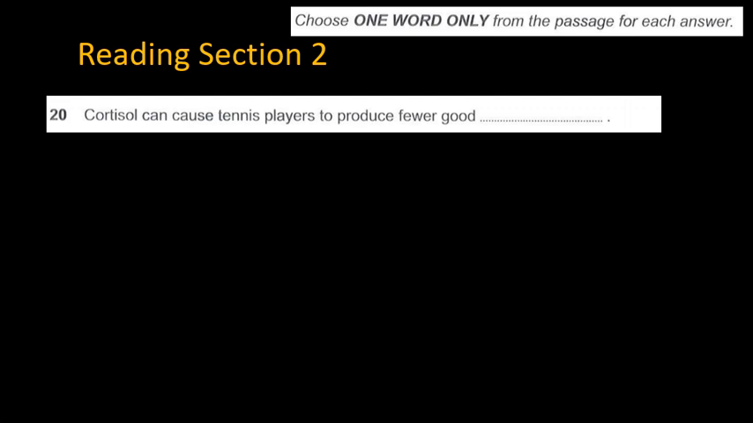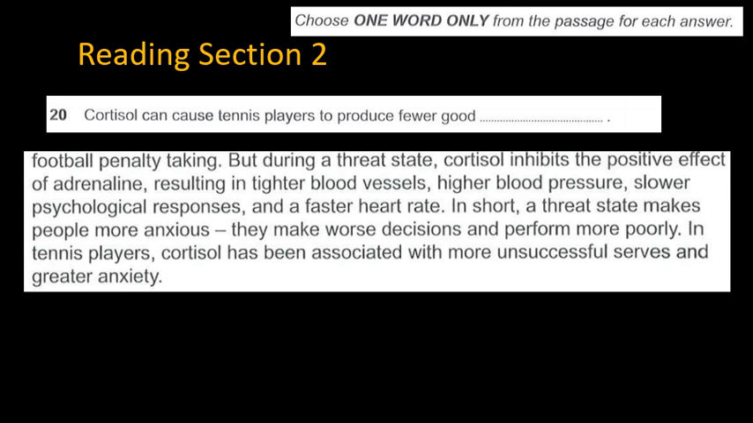Cortisol can cause tennis players to produce fewer good what? Again, we've seen cortisol before, so we know it must be in this section. So they produce fewer good what? Well, we've got tennis players there and we've got cortisol, so we know we're in the right place. But in blue, when it says fewer good, that's another way of saying more unsuccessful. What? Serves. Serves is the answer to number 20.